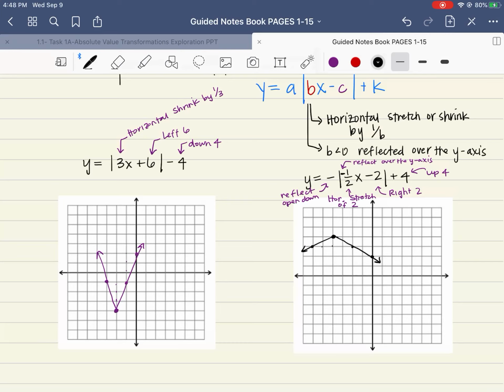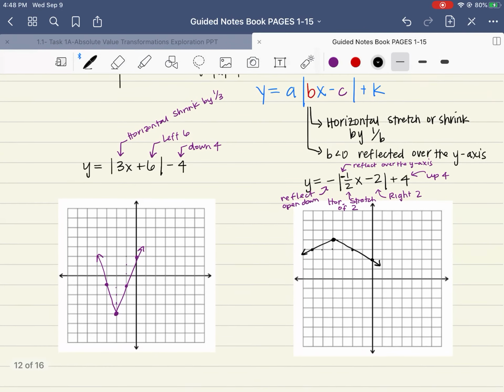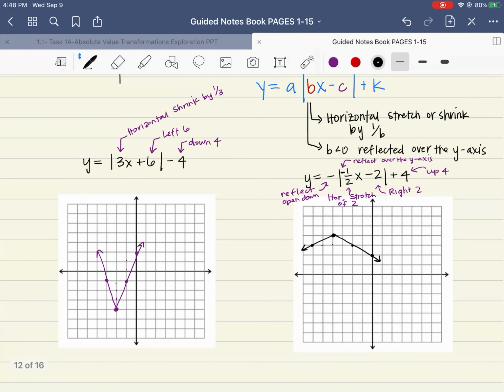Again, the goal is to be able to pull apart those transformations one at a time so that we can construct that function. And we can do that using the different pieces as we pull that apart.